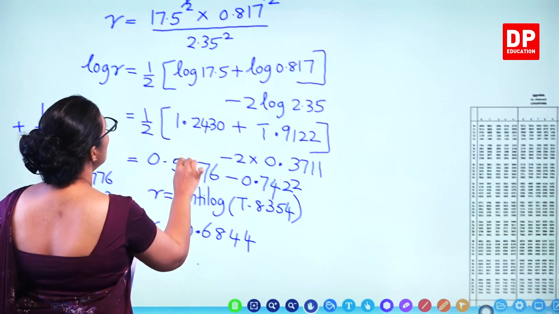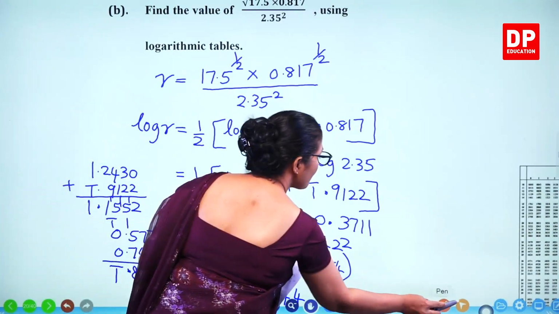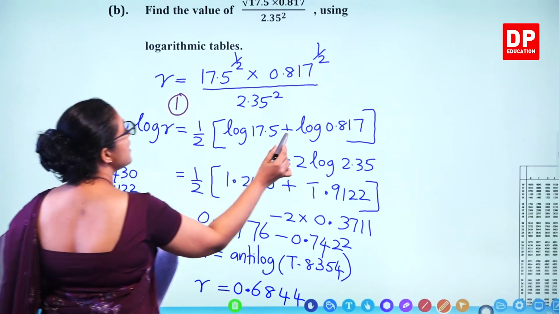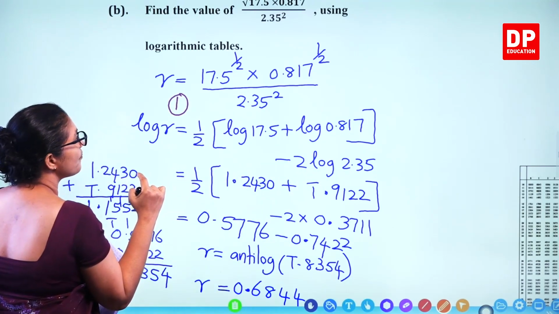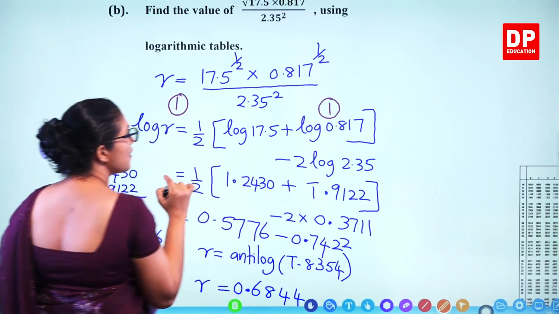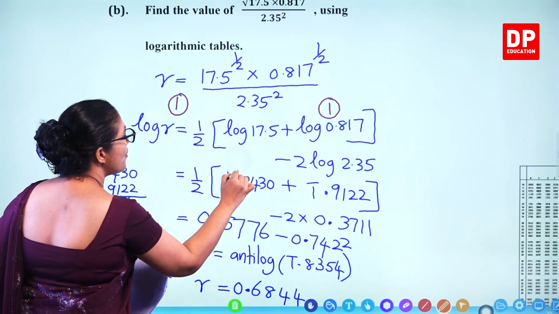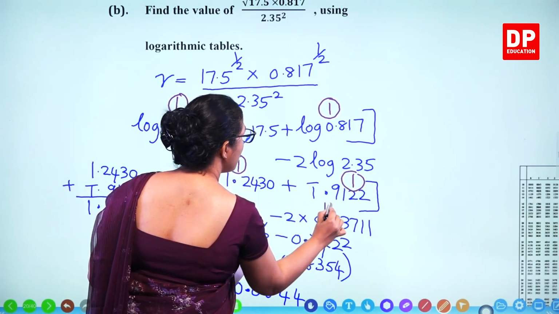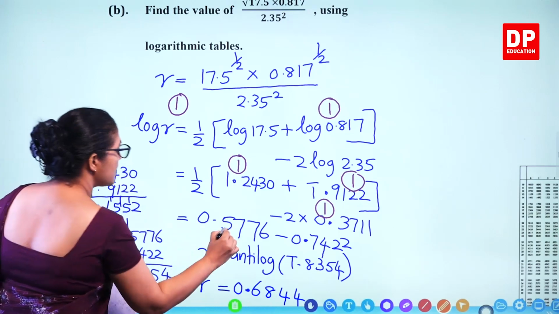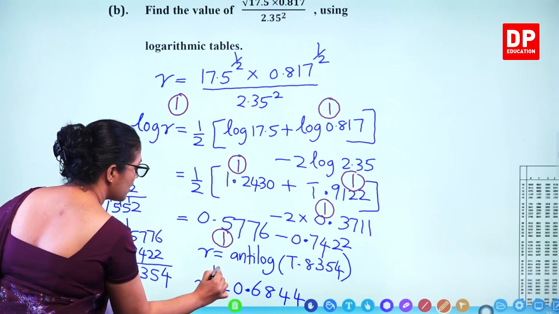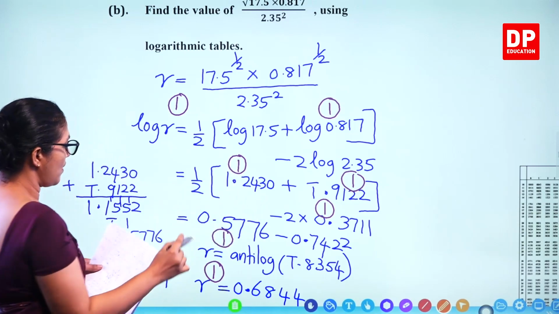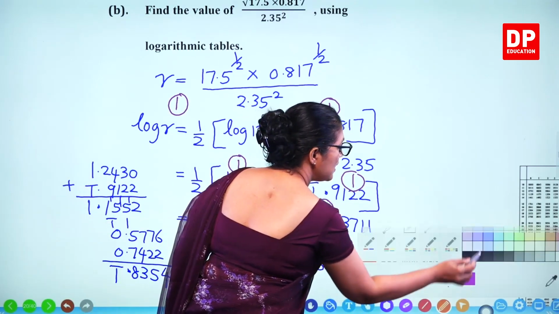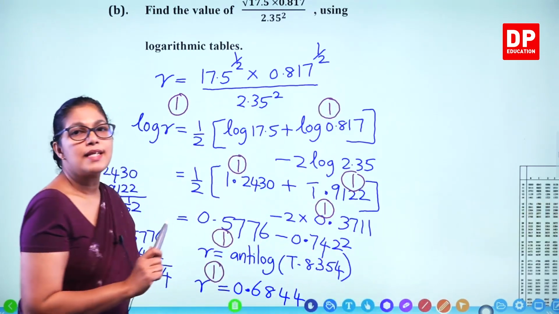So steps: you get 1 mark for taking logarithms and taking proper laws of logarithms, another 1 mark. 2, 3, 4, 5, referring the table, and 6, and finding antilog, 7. 1, 2, 3, 4, 5, 6, 7. 0.6844 is the answer. So 7 marks for that. So earlier we gave 3 and this 7, 10 marks for that question.